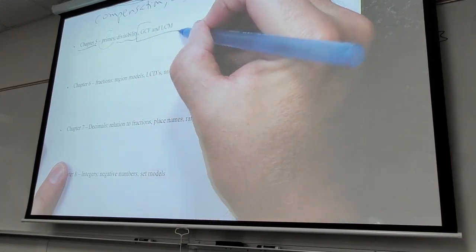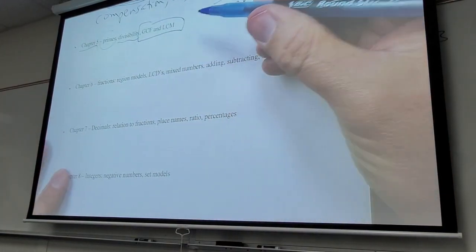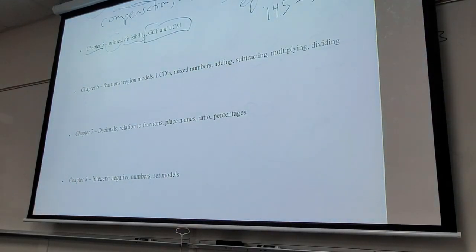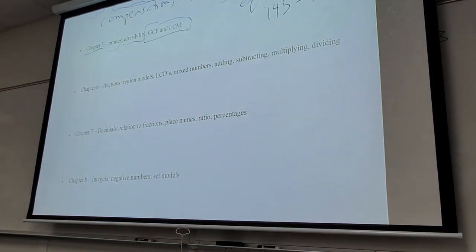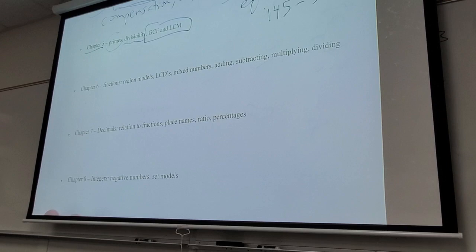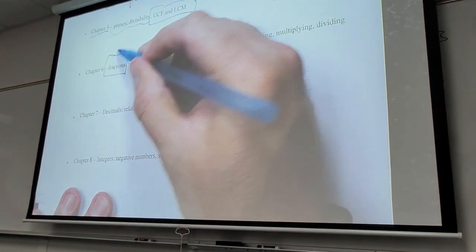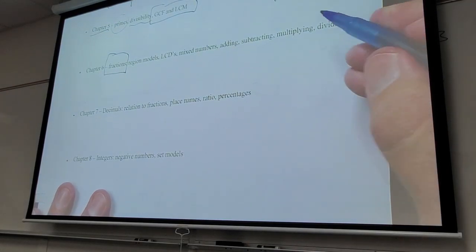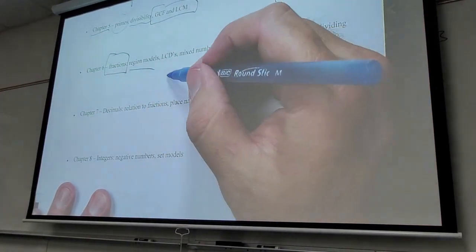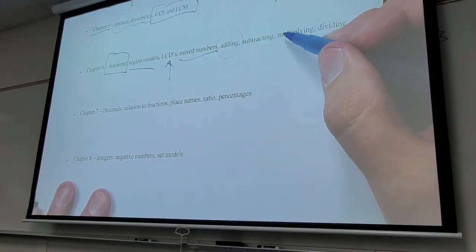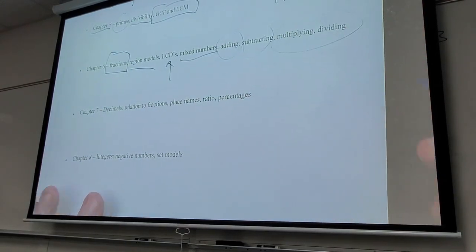GCF and LCM, I think we did a ton of those, right? Of course, you have all the different methods. You have the prime factorization method. You have subtraction, which leads to division, because division is just repeated subtraction, and so on. Then everybody's favorite, fractions, right? Region models, LCD, mixed numbers, what they mean, how to add and subtract fractions, and so on. Okay.